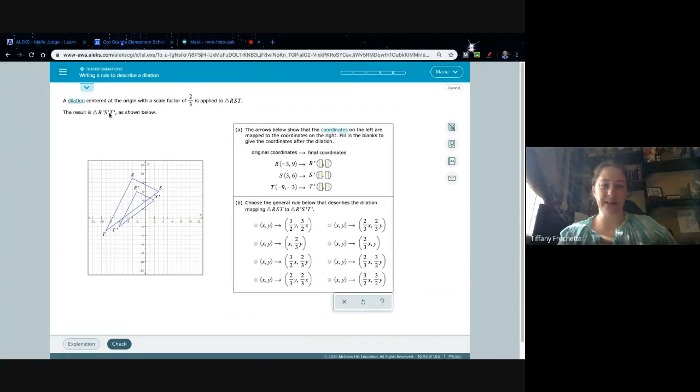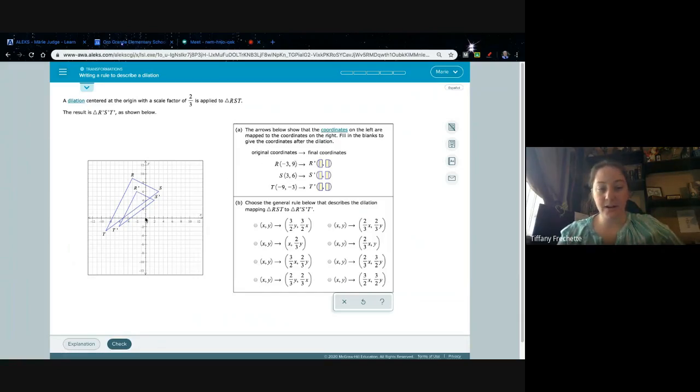Okay, so this is a dilation centered at the origin with a scale factor of 2/3, and it's applied to triangle RST, which results in R'S'T' down here below. I'm just saying the prime once, so I don't have to say it three times. The arrows below show the coordinates on the left are mapped to the coordinates on the right. We need to fill them in, so we need to get our three coordinates. So we have R prime.